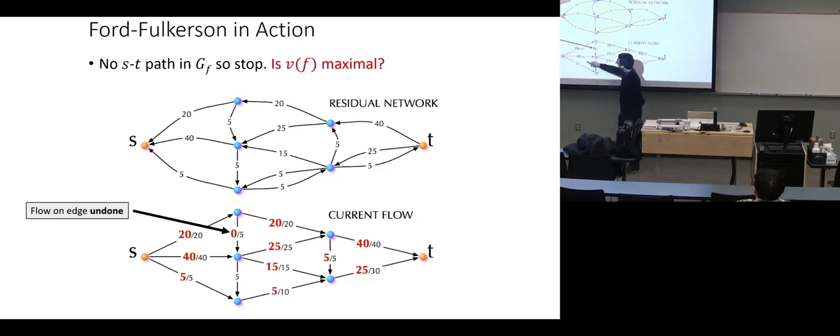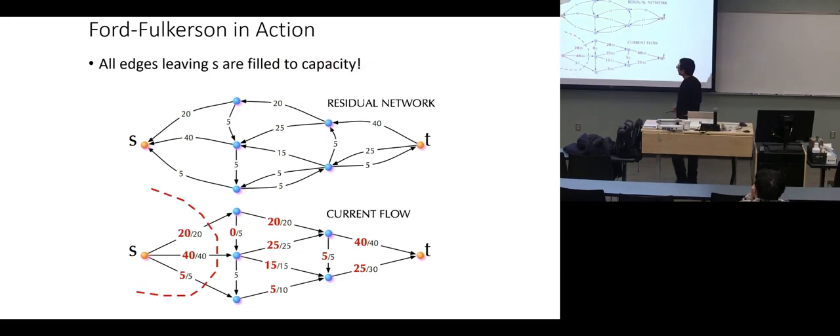Yeah, exactly. If you look at these edges going out of S, these already are saturated, all of them. There's no way you can send more flow, otherwise the capacity would be violated. So you can think you have some cut like this. When the edges going out of this cut are all saturated, that is a certificate that your flow is already maximum.